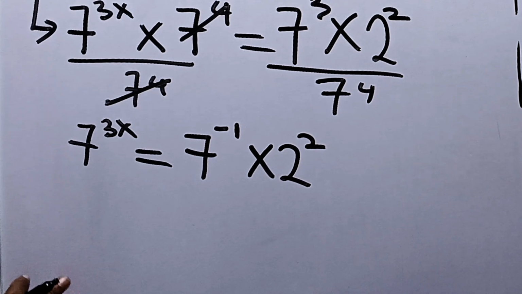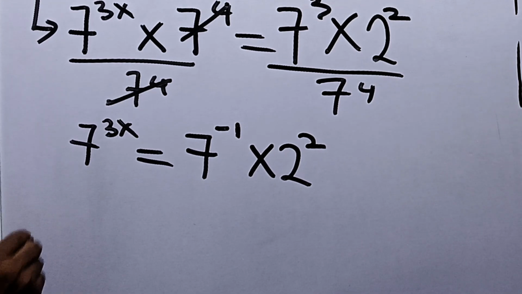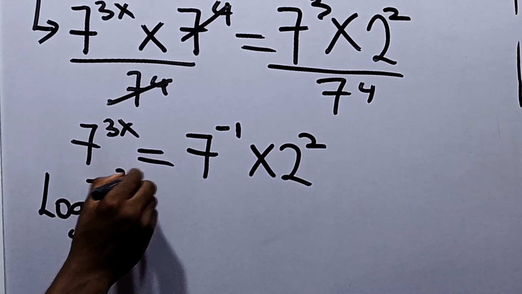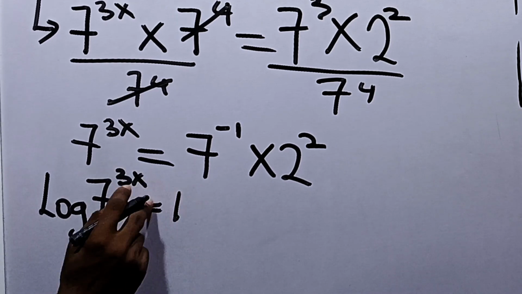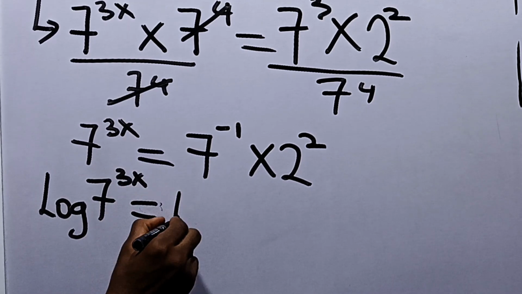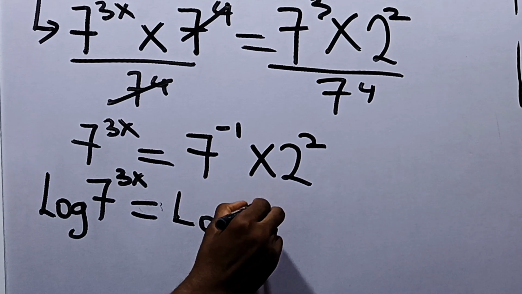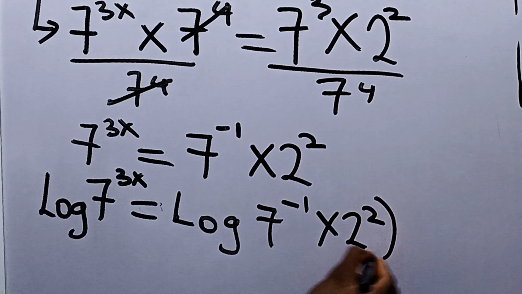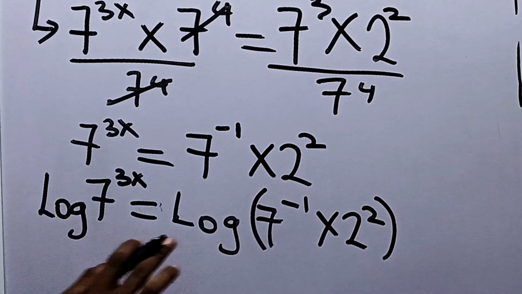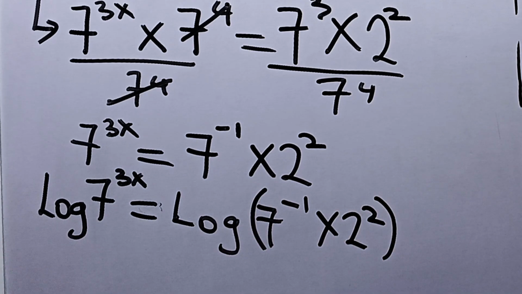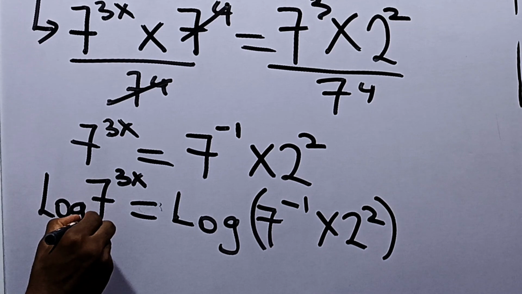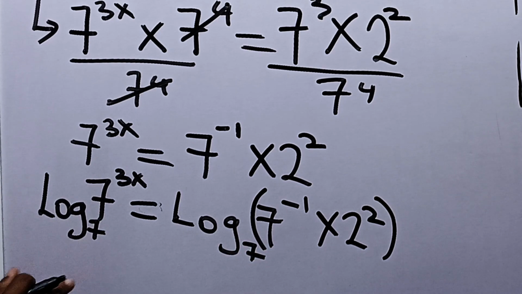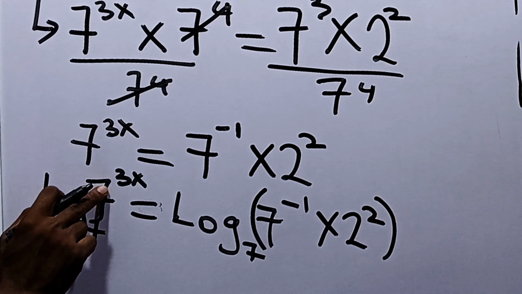Alright, now at this point, we can take the logarithm of both sides. So we say the logarithm of 7 to the power of 3x is equal to the logarithm of 7 raised to the power minus 1 times 2 squared in brackets. For this logarithm, we take the logarithm in the base of the number carrying x. The number carrying x is 7, so we take the logarithm in the base of 7.